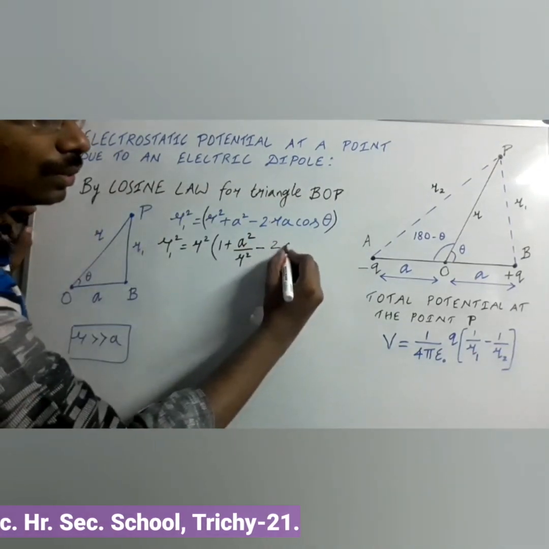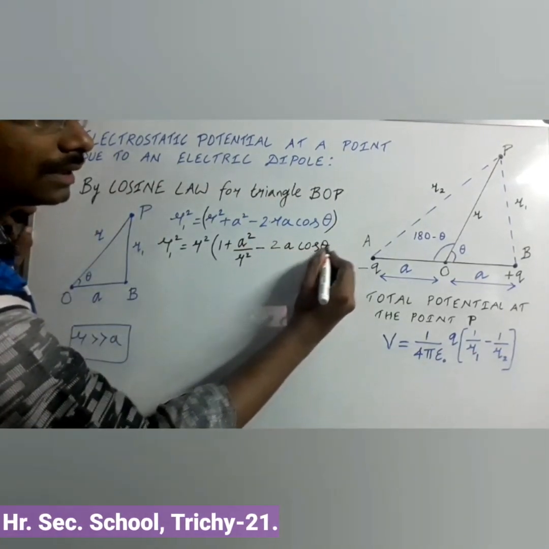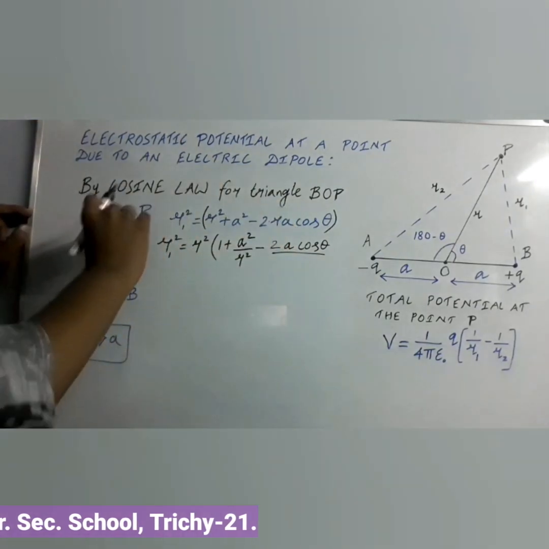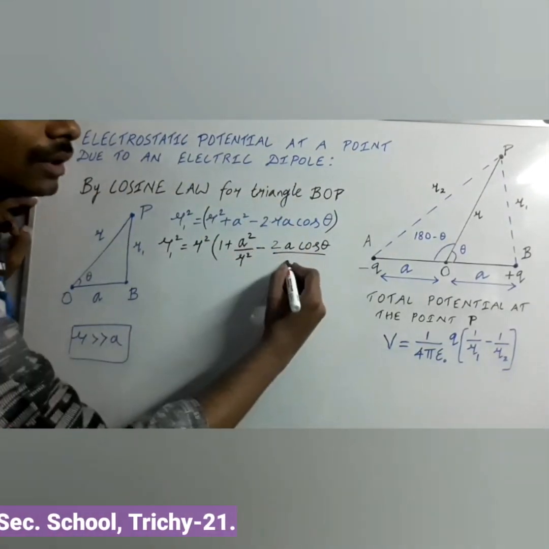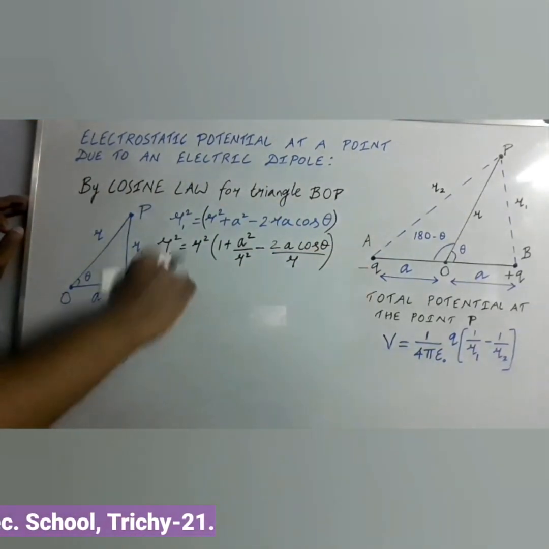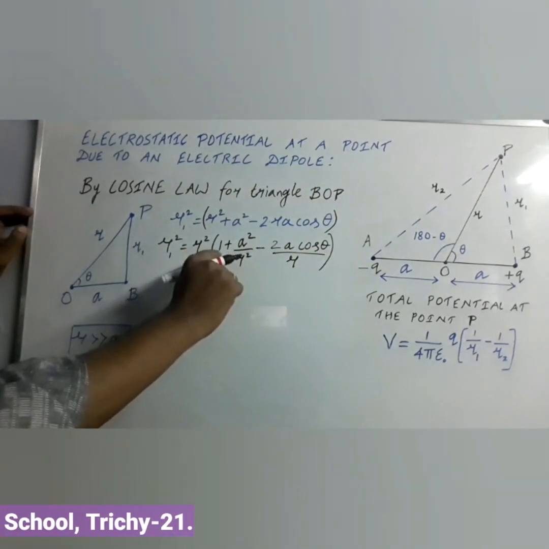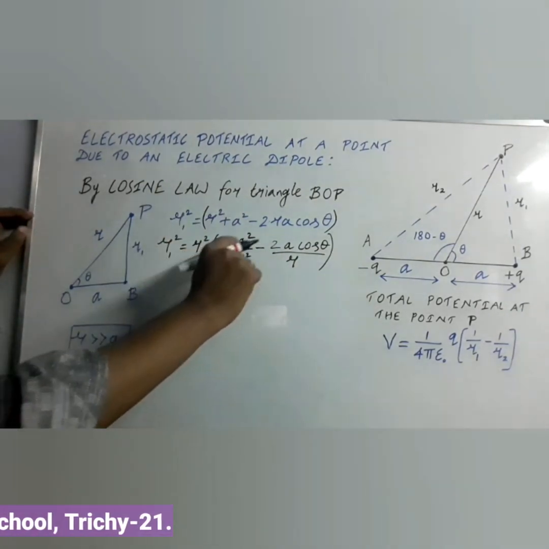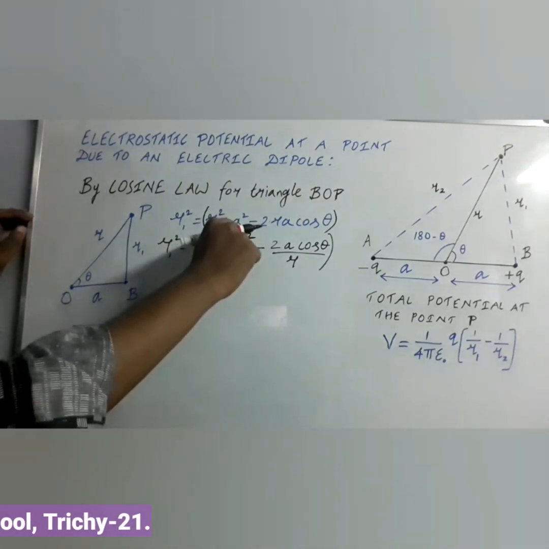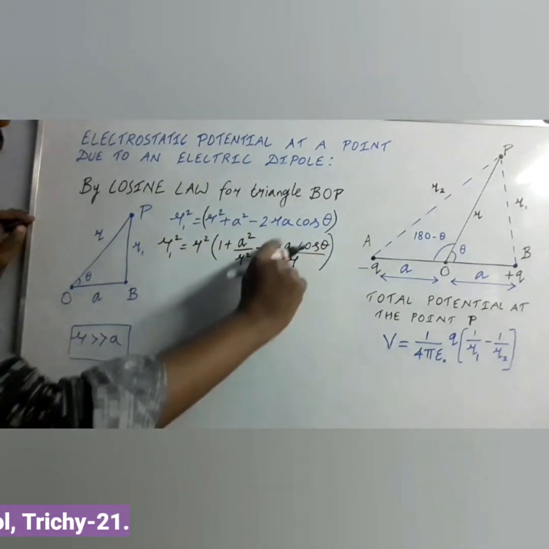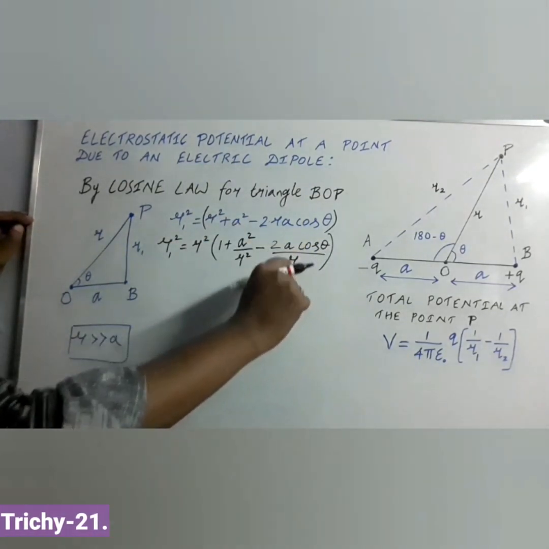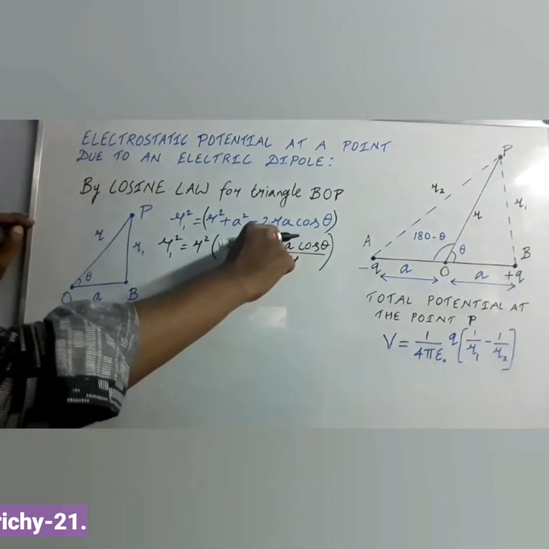So 2a cos theta. So one r I have taken outside. Another one r, to balance that r, you can divide by r. Once again, you can multiply with each term. So r square into a square by r square can be cancelled, so once again you get a square. Here with this term, r square multiplied means r square can be cancelled. So once again you get the r.